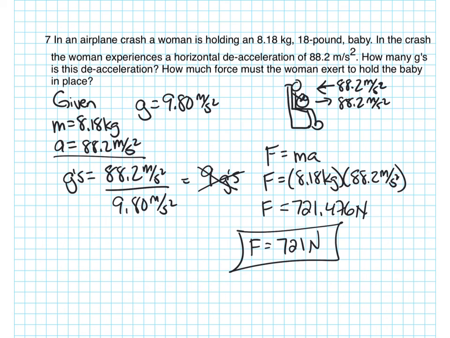So it's pretty big. 445 newtons is equal to 100 pounds. So this is more than 100 pounds of force this woman would suddenly be holding in her hands trying to hold up. It's very difficult.